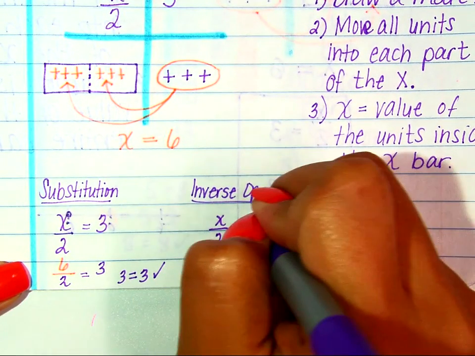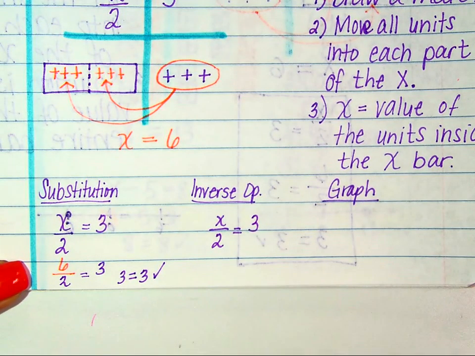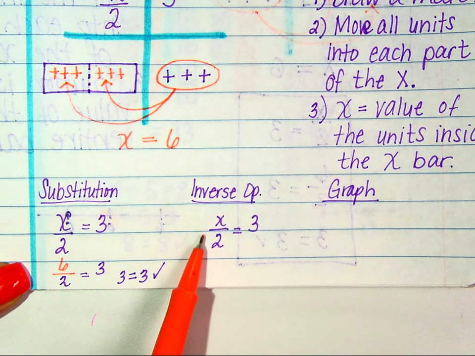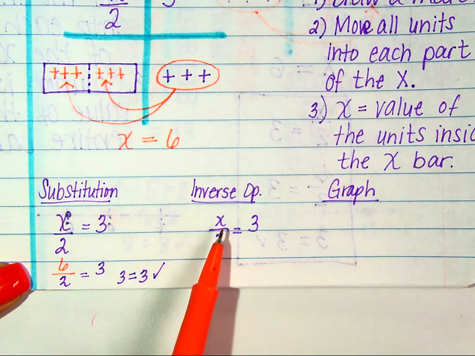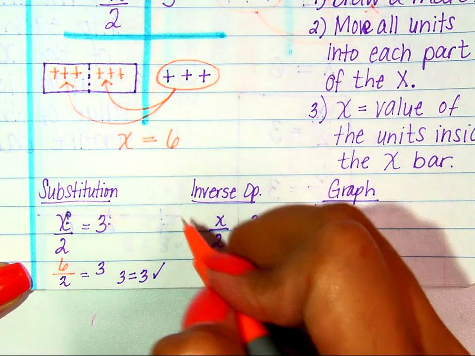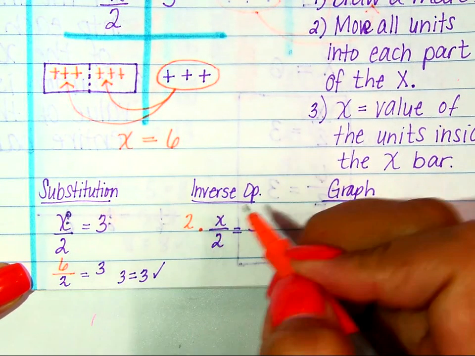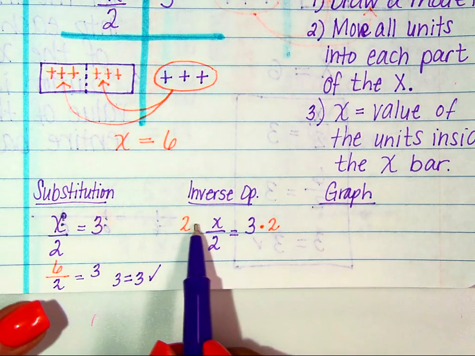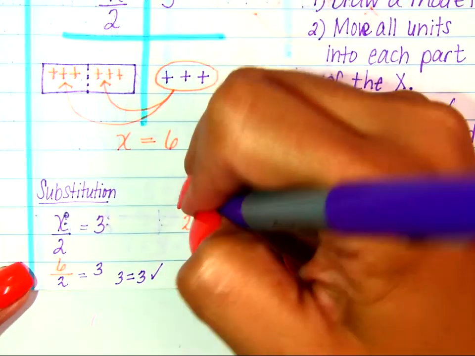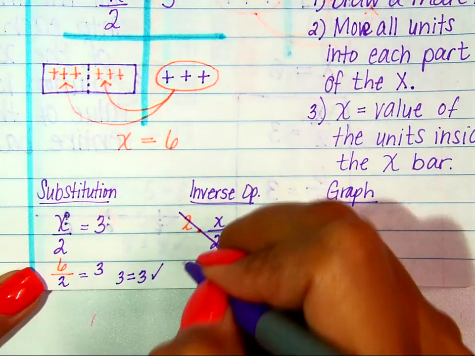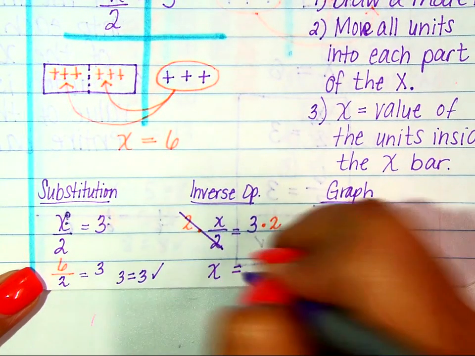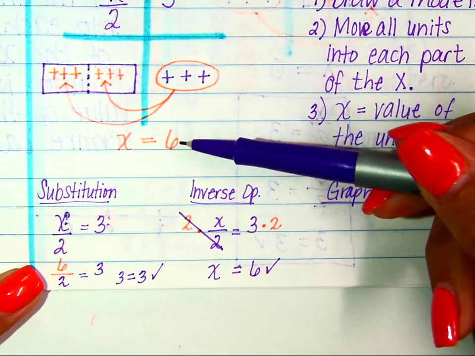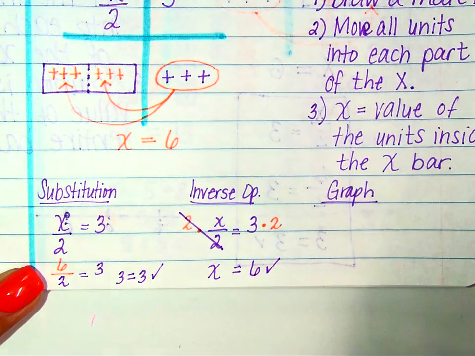When using the inverse operation, start with the original equation. And we need to see that since this is showing division, the inverse of that would be to multiply both sides by 2. When I multiply the left-hand side by 2, the 2's actually cancel each other out, and we're left with an x. And we have 3 times 2, which equals 6. Again, that matches our original solution. Therefore, we have the correct answer.